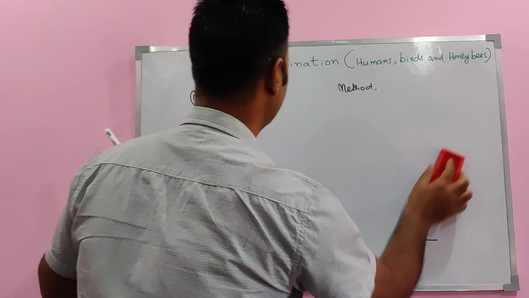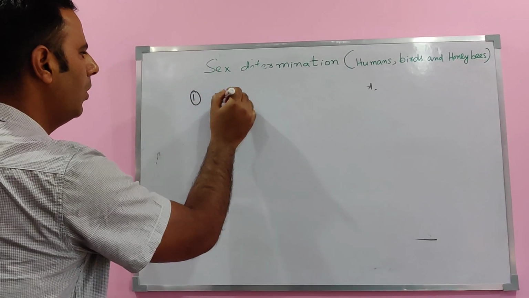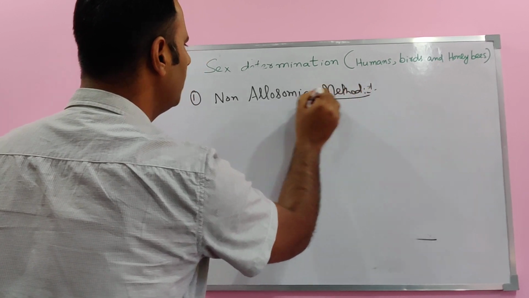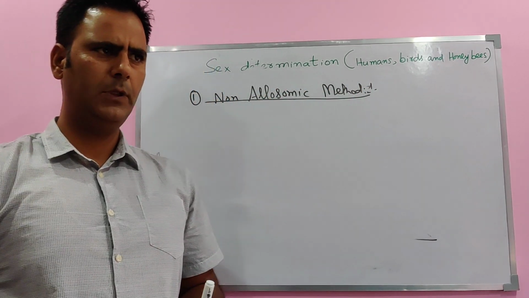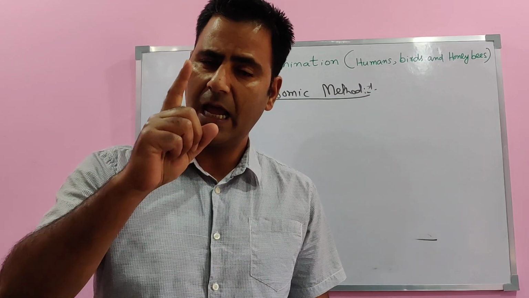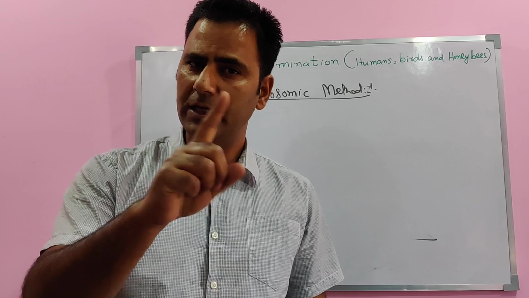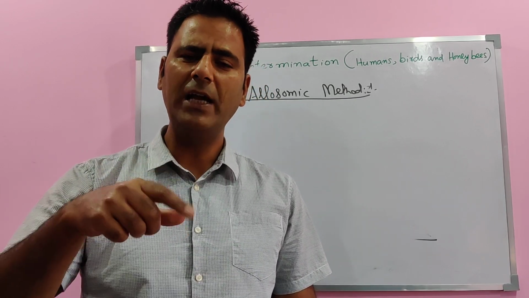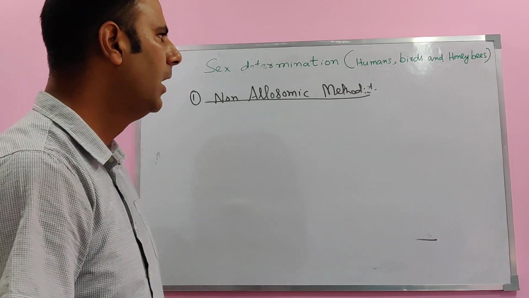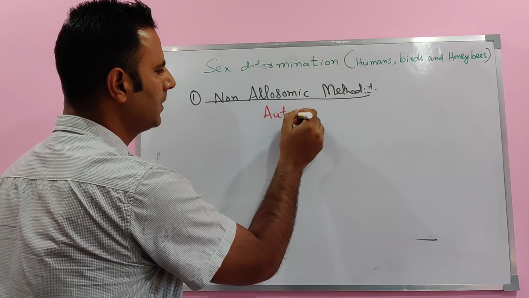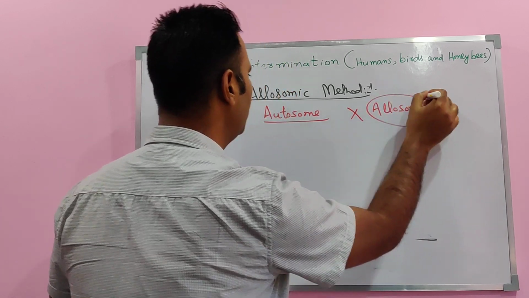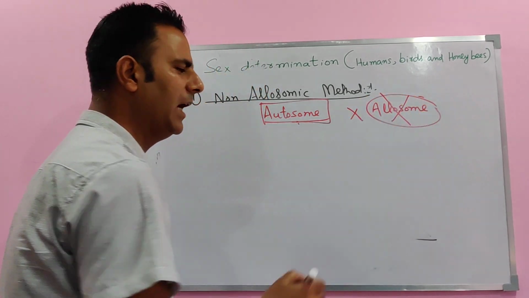The second method of sex determination is the non-allosomic method of sex determination. Normally, it is the allosome which determines the sex. But if in any case the allosome is not determining the sex, but it is being determined by some other chromosome, maybe an autosome, we can suggest this is non-allosomic. For example, here some of the autosomes will be determining the sex, but not the allosome. Sex will be determined by the autosome, not by the allosome.